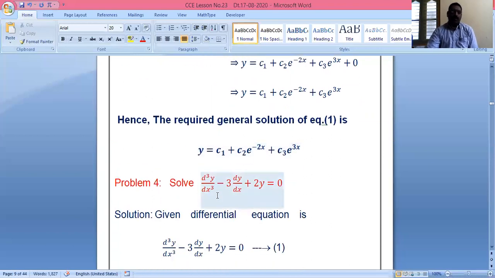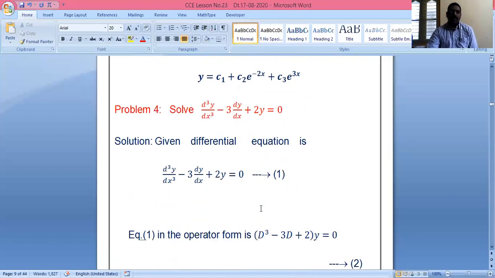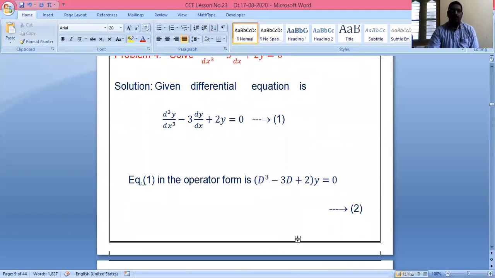Problem 4. Solve d cube y by dx cube minus 3 dy by dx plus 2y is equal to 0. The given differential equation is d cube y by dx cube minus 3 dy by dx plus 2y is equal to 0. Let this equation be 1. Equation 1 in the operator form is (D cube minus 3D plus 2) into y is equal to 0. Let this equation be 2.